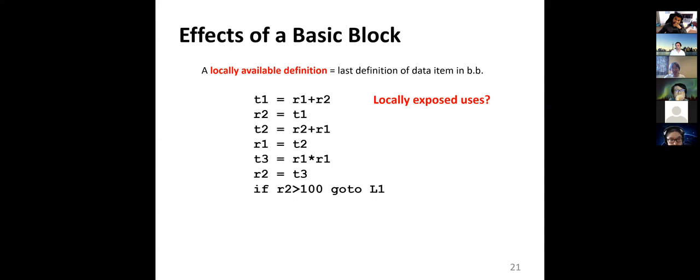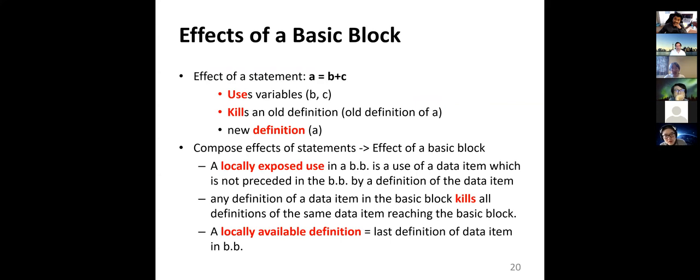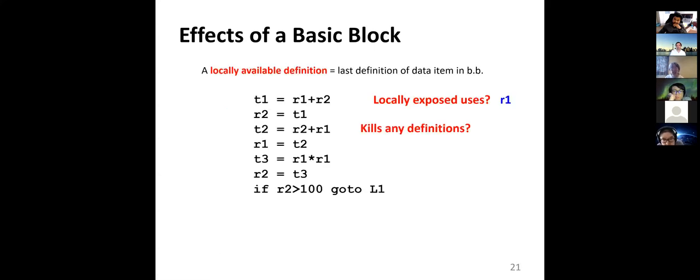Would it be both R1 and R2? That's correct. Let's check. It's R1, but is it R2? A locally exposed use in a basic block is a use of a data item which is not preceded in the basic block by a definition of the data item. So it's R1 and R2.